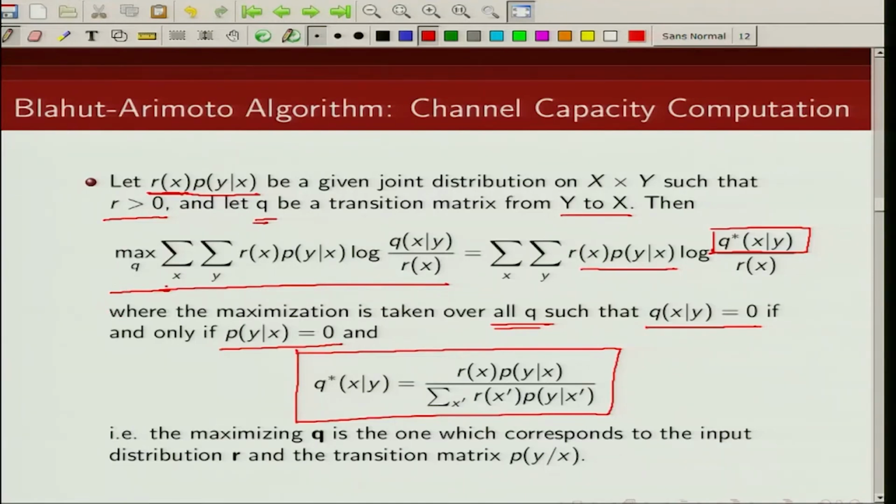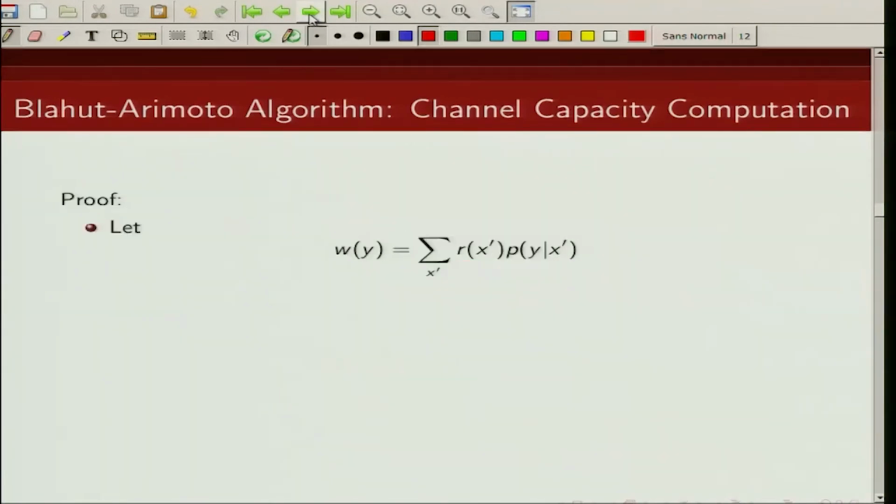So what we are saying is, if you try to maximize this over all q, then this is basically given by this expression, where the expression of q star is given here. We are going to use the divergence inequality to prove this result. So let us see how we are going to prove this.